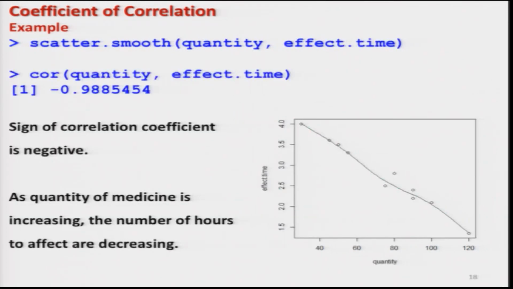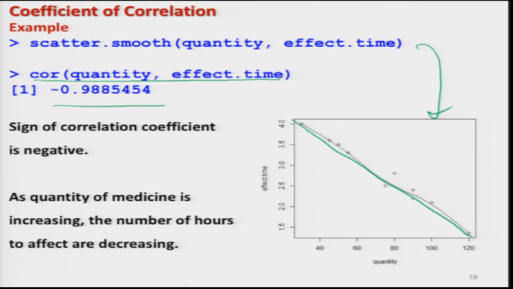But now let me plot the trend line also. So, you can see that the trend line is also indicating that the relationship is almost linear, and we can safely use the concept of correlation coefficient, right. So, this is the outcome. And now I try to find out the correlation between quantity and effect dot time. So, this comes out to be minus 0.9885454. Well, you can control the number of digits also.